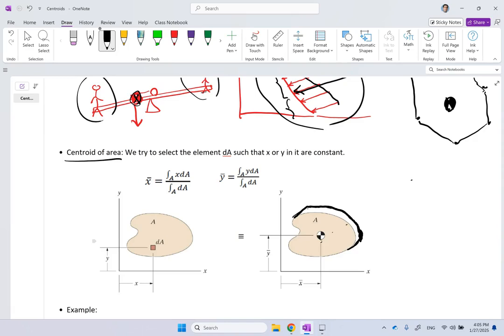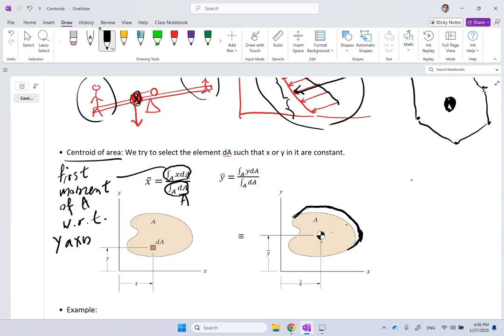So the way you calculate it is the x-coordinate for the centroid of the area is what we call the first moment of the surface with respect to the y-axis divided by the entire area. So that is the integral of x dA over A, where A is the entire surface area of the object. And this one here is called the first moment of the surface with respect to the y-axis.